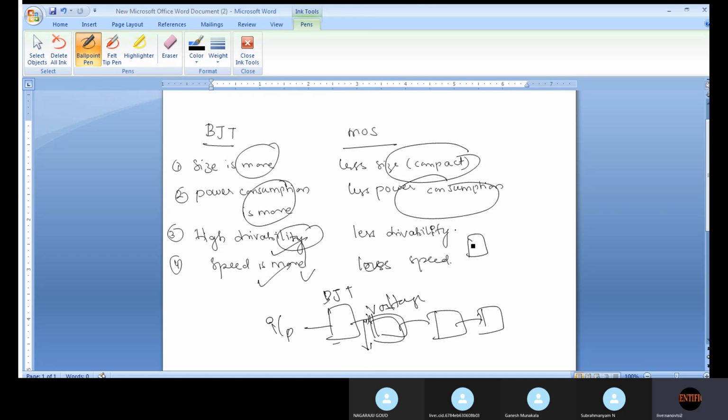But whereas with a MOSFET, if you connect any other device to the output of the MOSFET device, it may not drive that device. Why? Because there will be a lot of voltage drop here, so it cannot. The capacity to drive the other circuit is very less. These are the differences between BJT and MOS.